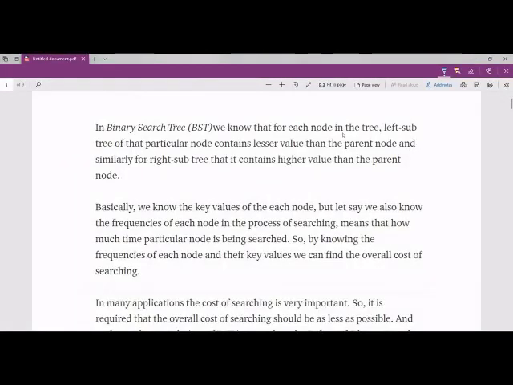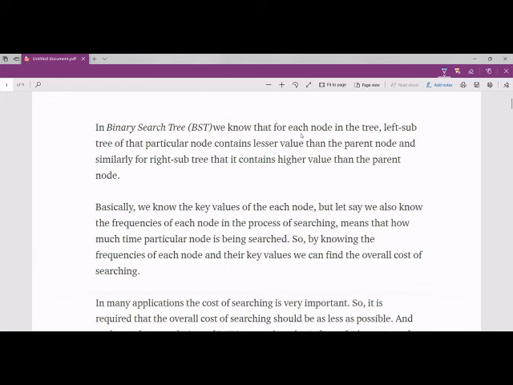Hello guys, today I'm going to teach you about what is an optimal binary search tree and what is the use of it, and how do we construct the optimal binary search tree. Before going to our explanation of the optimal binary search tree, let us understand what is the binary search tree.